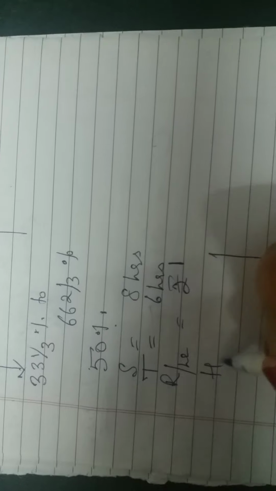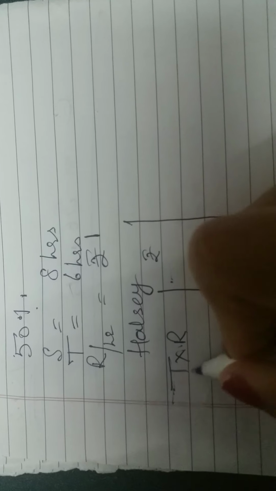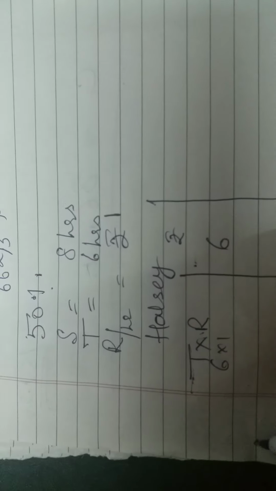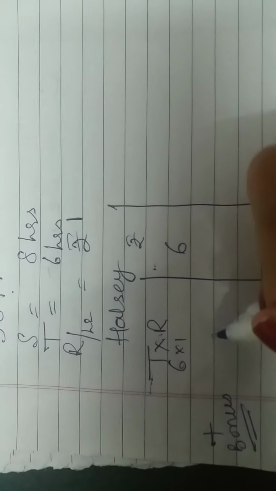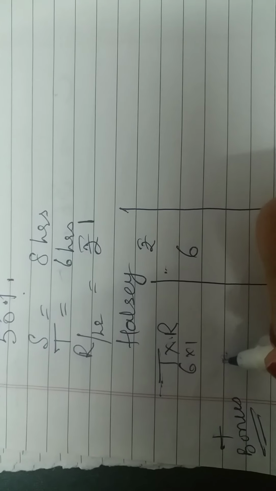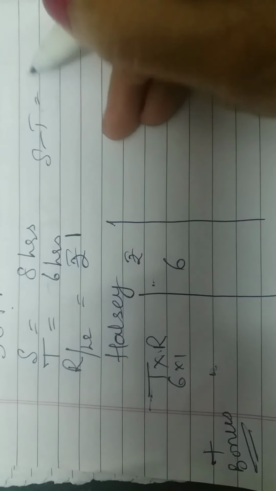Now if I calculate under the Halsey plan, what are the wages of the worker going to be? Firstly, I have to compute the time wages. So T into R. What is the time taken? Time taken is 6. So 6 into 1, that is 6 rupees, plus the bonus part. And the bonus over here is on the basis of time saved. So how much is the time saved? Time saved is S minus T. So S minus T is how many hours? 2 hours.